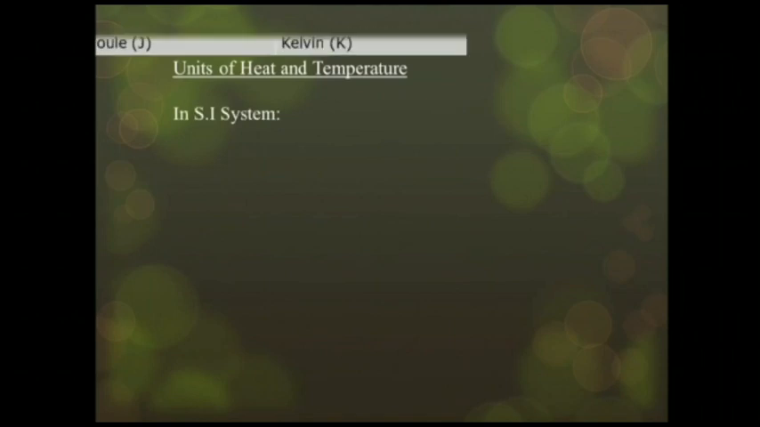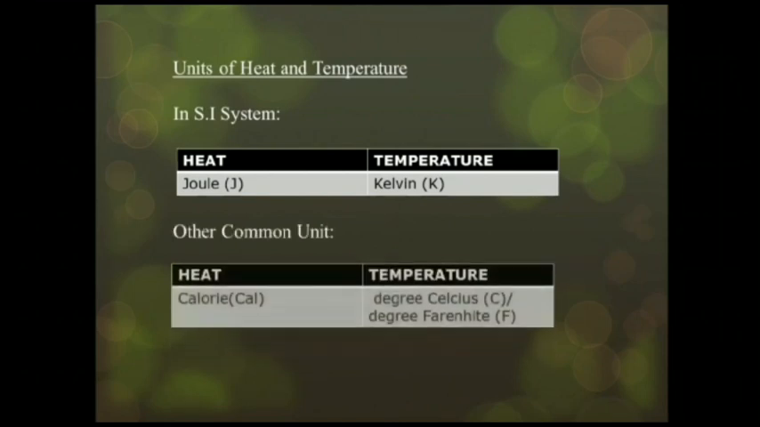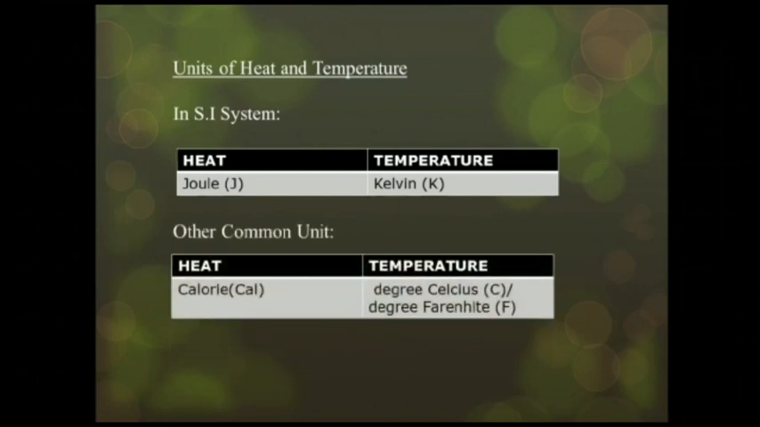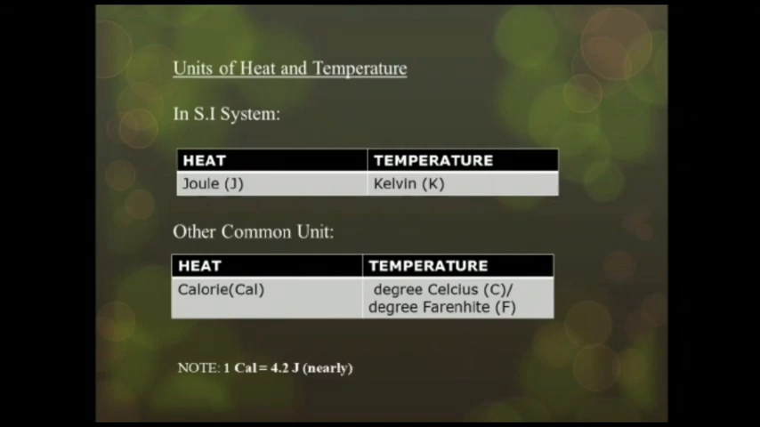Now let us talk about the units of heat and temperature. In SI system, heat is measured in Joule or J and temperature in Kelvin or K. The other common unit of heat is calorie or Cal, and for temperature it is degree Celsius or degree Fahrenheit.